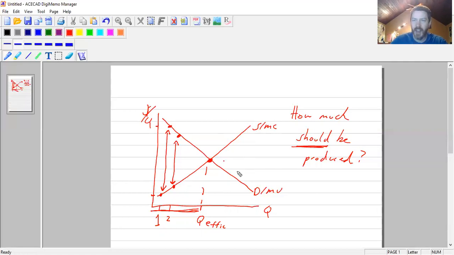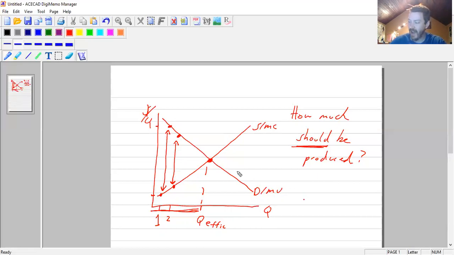So look at how beautiful this works out. The efficient quantity, the quantity that maximizes total surplus, the quantity that maximizes the total sum of consumer and producer surplus, is Q efficient. And lo and behold, that just happens to be the equilibrium quantity that emerges as we discussed in chapter 4. This is a key point in the class.